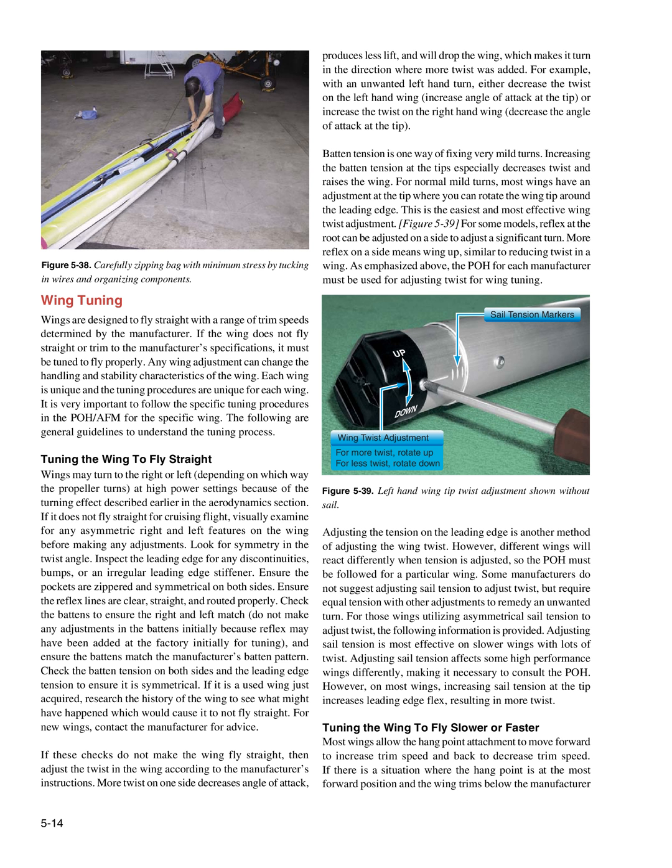Check the batten tension on both sides and the leading edge tension to ensure it is symmetrical. If it is a used wing just acquired, research the history of the wing to see what might have happened which would cause it to not fly straight. For new wings, contact the manufacturer for advice.